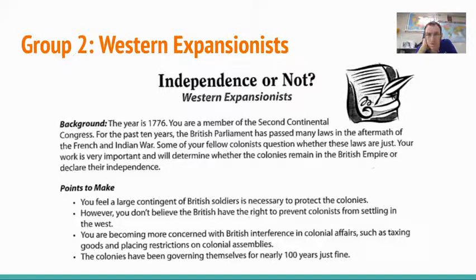So, the big viewpoints here. Number one, you feel that British troops are needed. However, you're worried about taxes becoming too high. You feel the British maybe are taking a little too much control, and you feel that the colonists have done a good job. You've been governing yourselves. It's worked fine. You just want to have the right to move out west, to have your farm, and to live your life. That's all you want.